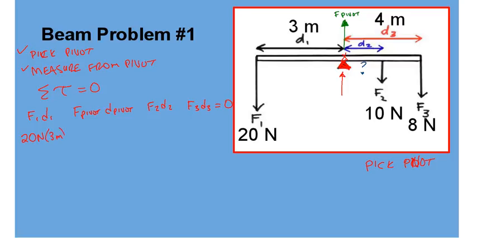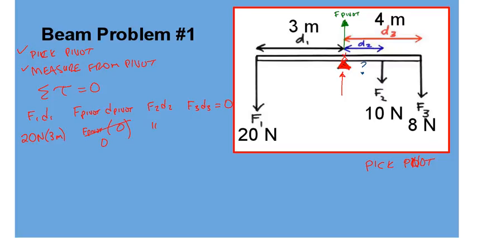20 newtons times 3 meters. I've got F pivot, which I don't know, but the distance from the pivot point to the pivot point is, of course, 0. So in the end, see how F pivot times 0 equals 0? So that one went away. Sometimes we can make the force go away, or at least the torque due to that force go away, by picking the pivot point right there. We'll do that later on too.